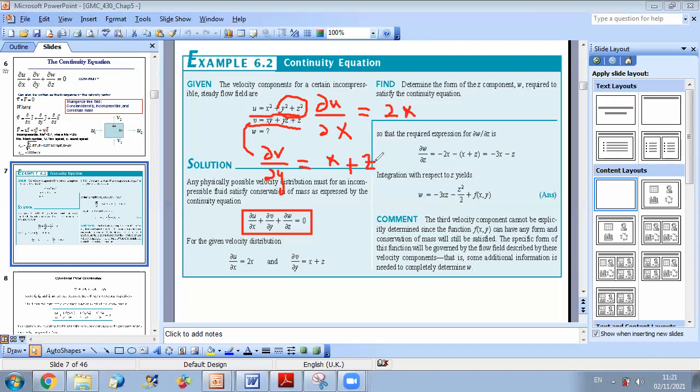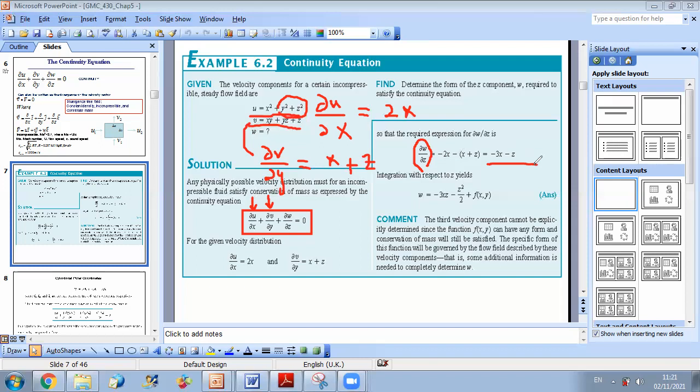Okay? So now, replacing del u by del x and del v by del y by their expressions in the continuity equation, you can get the expression of del w by del z. So del w by del z is minus del u by del x minus del v by del y equals minus 2x minus x minus z, which gives you minus 3x minus z.